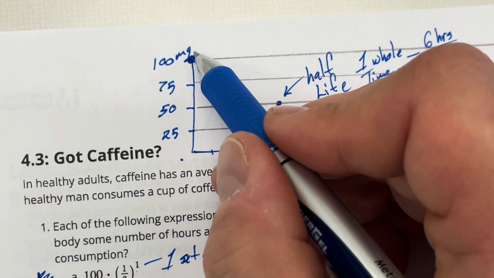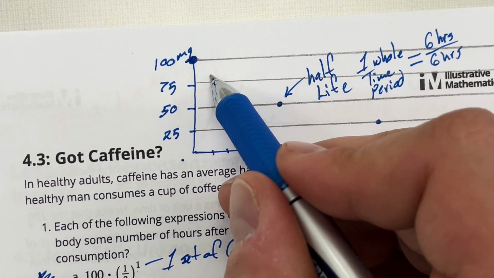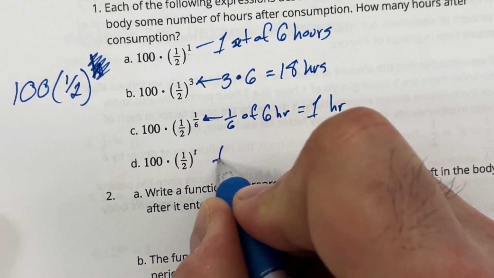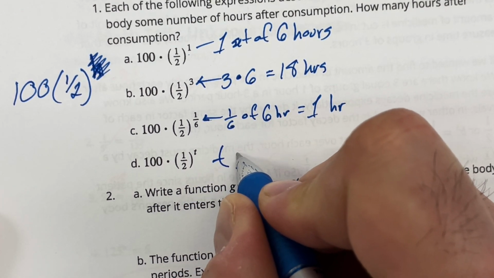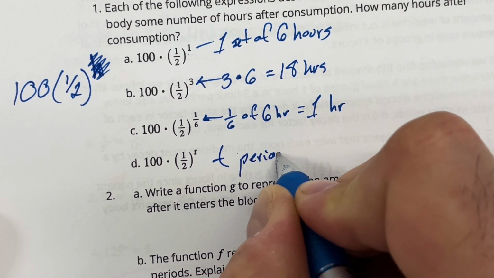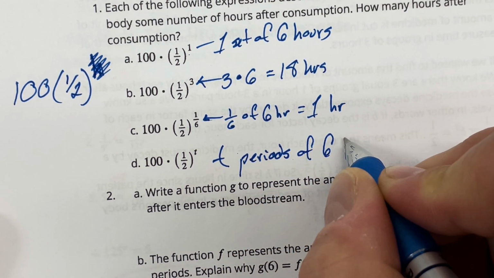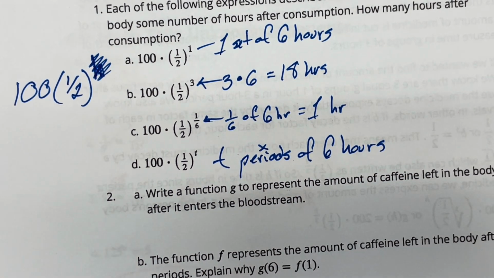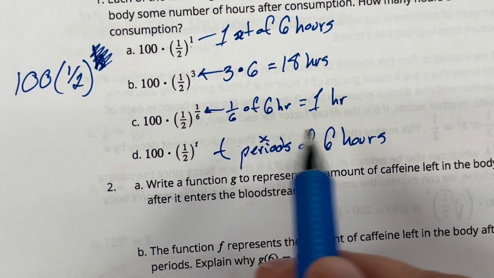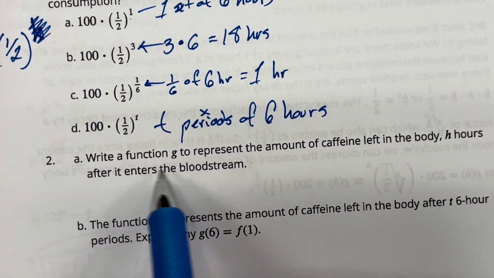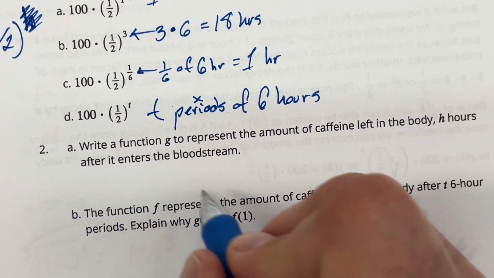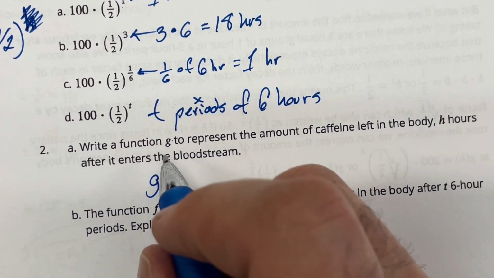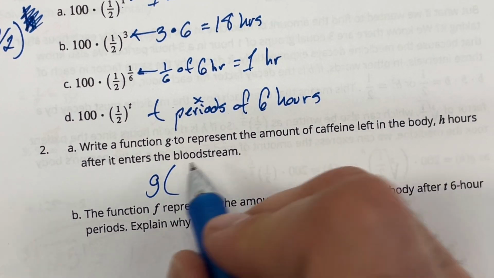How much caffeine is in the body after 1 hour? We'd only be looking at this one, 1/6 of the way. And so t here, whatever that number is, is periods of 6 hours. So that means we're multiplying this times 6. If it's a whole number like 3, that's 3 sets of 6. Okay, so then we write a function for this, and we kind of already have. I don't know why they're using G. I would want C here for caffeine. But anyway, G of H.